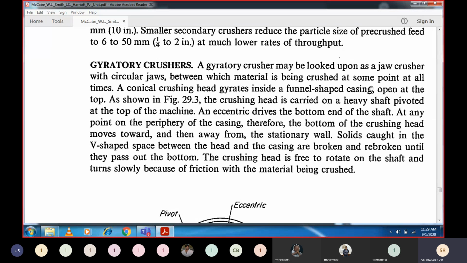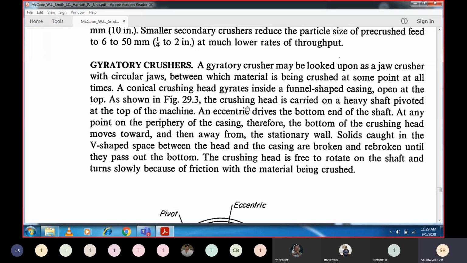In this diagram, when the crushing head is moving towards the left hand side, crushing will take place and we will have a minimum opening. When the crushing head is moving towards the right hand side, crushing will take place there and we will have a minimum opening, while the other side will have a maximum opening. So the opening is not at all altered, but crushing is ensured 100%. That is the modification of this particular design.